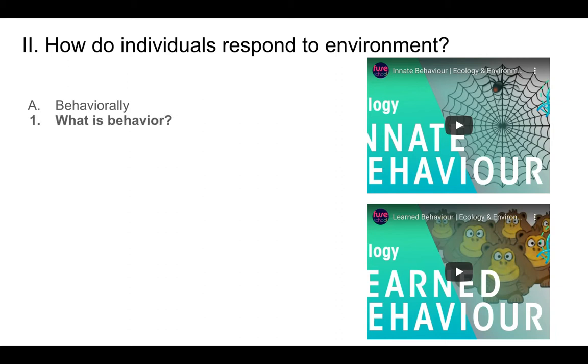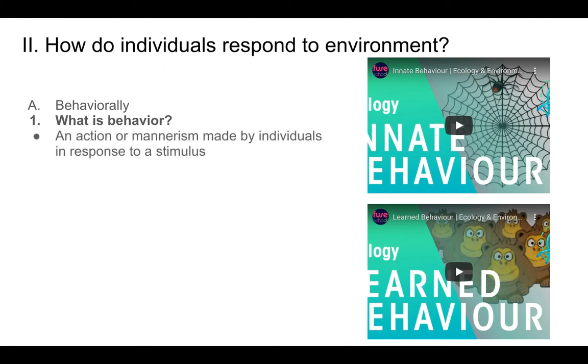Let's talk behavior first. So let's go big and broad with the definition for what is behavior. It's an action or possibly a mannerism that is made by individuals in response to a stimulus. And that stimulus could be a sound, it could be something that you see, it could be a chemical that you're exposed to. So the stimulus can vary, and your action or mannerism to that stimulus is classified as a behavior.